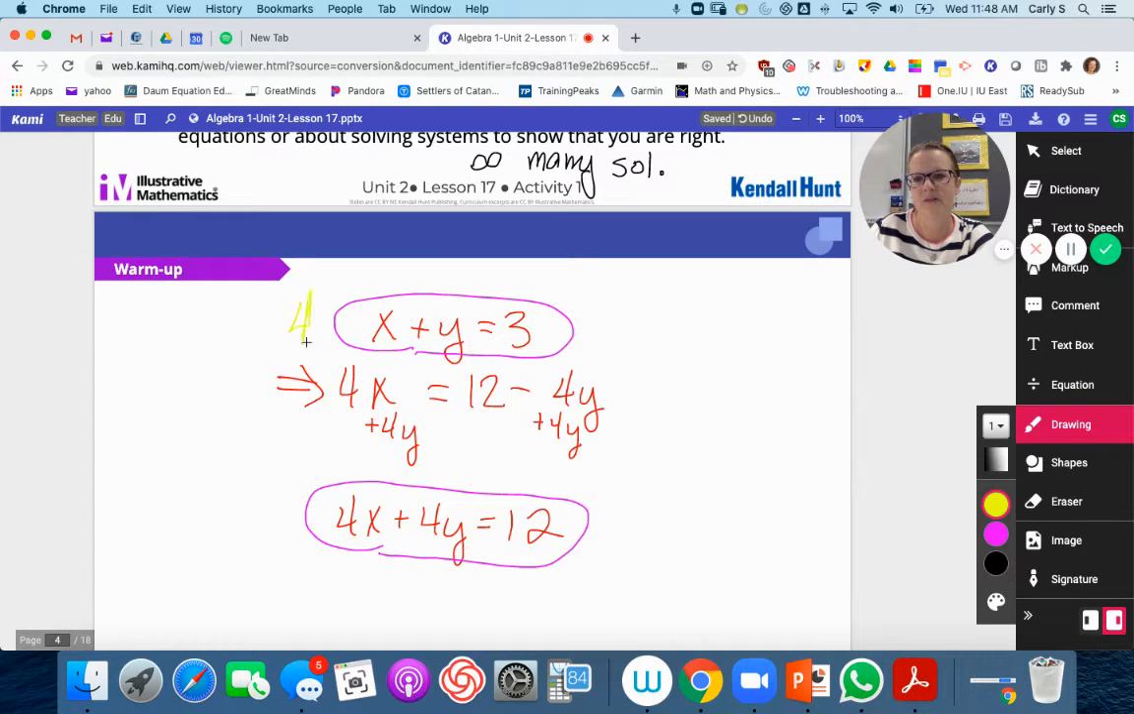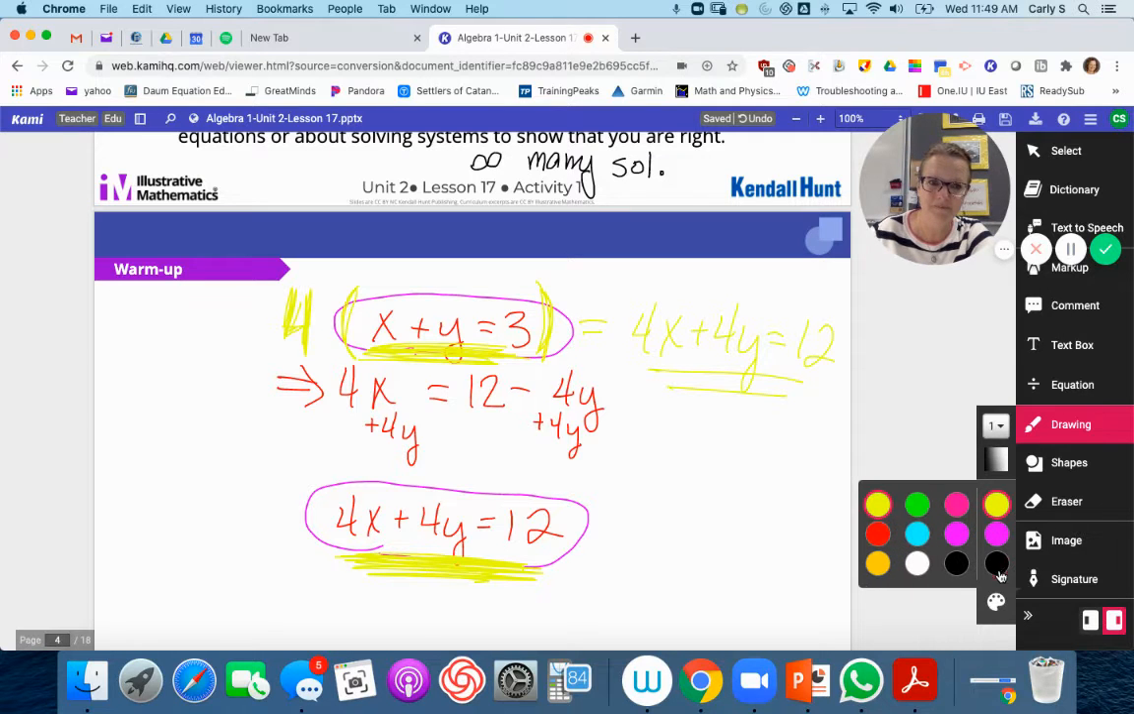If we do 4 times this first equation, we get 4x plus 4y equals 12. They're the same equation, okay? This equation and this equation are the same equation. So there are infinitely many solutions because if we graphed those, they would be on the same line, okay? Okay, let's move on.